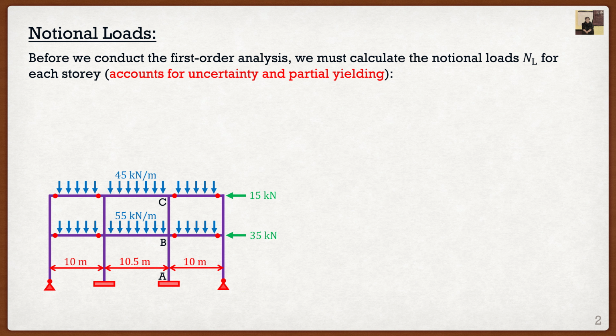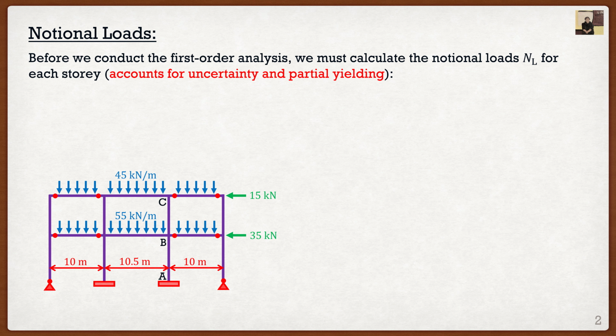So these notional loads basically account for two things. They account for uncertainty in the structure, so let's say that the structure is erected and the column is not perfectly straight. Chances are it's going to happen. We don't live in a perfect world, unfortunately. So it accounts for things like that, as well as partial yielding of the members. Of course, under lateral loads, there may be instances where some of our steel members actually yield. So this notional load takes into account that effect.